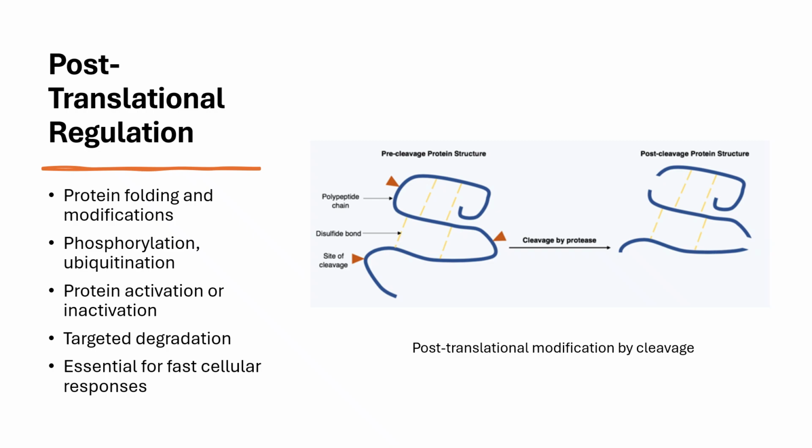Post-translational regulation gives cells rapid control over protein activity without waiting for new proteins to be synthesized. This responsiveness is vital in signaling pathways, such as hormone responses. The system ensures protein quality and maintains cellular homeostasis. In short, finishing a protein is just the beginning of its regulatory journey.